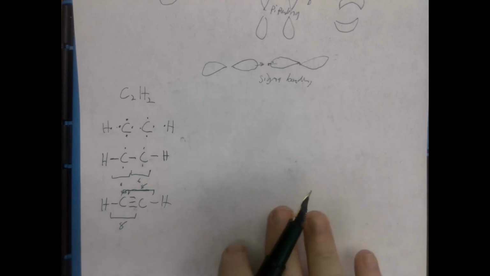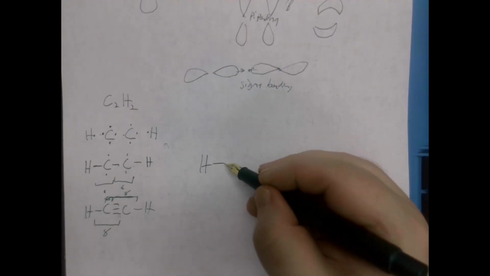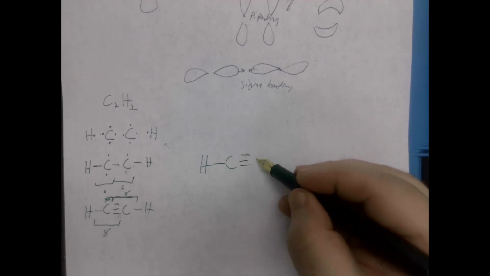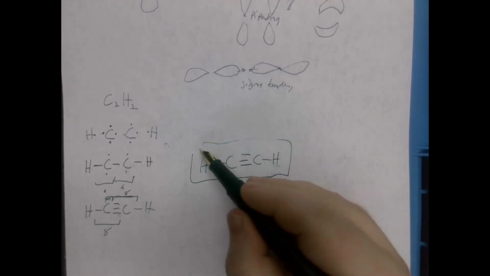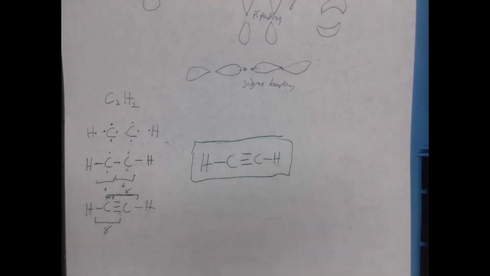And 2, 4, 6, 8. The carbons now satisfy the octet rule. So this is the correct formula. There's a triple bond between the 2 carbons and a single bond between the hydrogen.